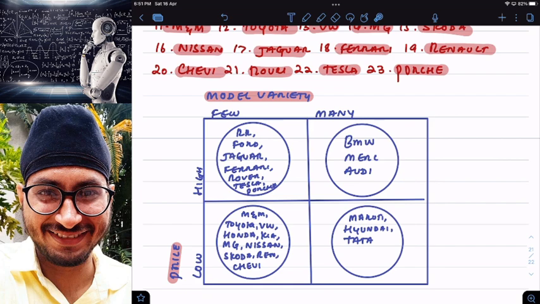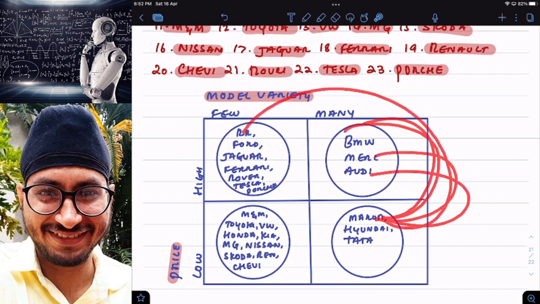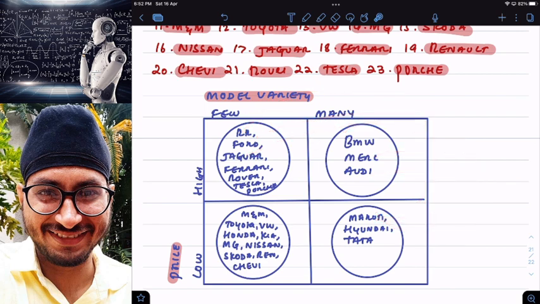So if Maruti does not prepare its strategic group map, I repeat, if Maruti does not prepare its strategic group map, then what is going to happen? It will assume that BMW is also its competitor, Mercedes, Audi, RR, Ford, Jaguar are also competitors. It will be focusing on too many companies before preparing a strategy, due to which a lot of time will be wasted.